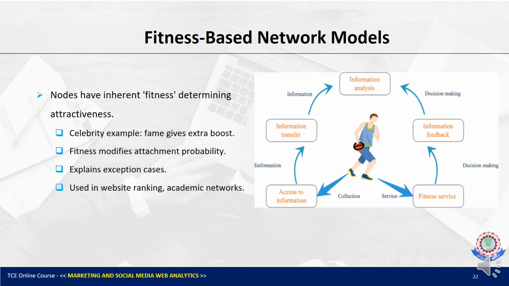Fitness model. In a fitness-based model, nodes have inherent attractiveness. For example, a celebrity automatically gains a higher probability than an ordinary user with the same degree. Fitness modifies the attachment probability to create more realistic networks.